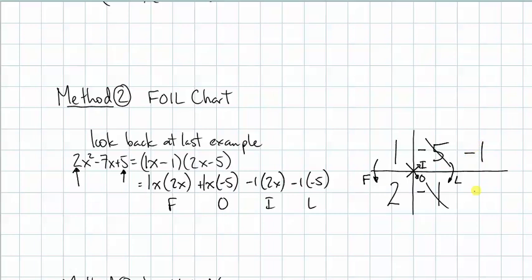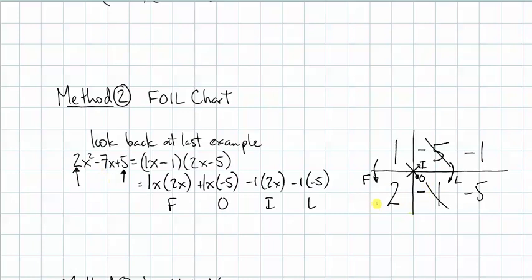I'm going to put negative 1 here, put negative 5 over there. Try again. Going diagonally this way, I get negative 5. Going diagonally this way, I get negative 2. Negative 5 and negative 2 makes negative 7. So I've found my correct answer.